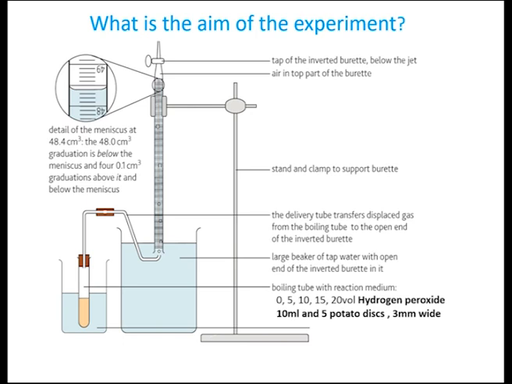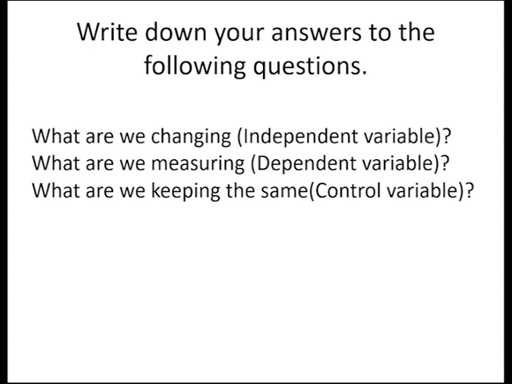When we're planning an investigation, we need to consider certain variables, and you would have done this at GCSE. So the first thing we consider is our independent variable. What is the one thing that we are changing in our investigation? So we're doing 5 investigations. What is the thing that is different each time? That is our independent variable.